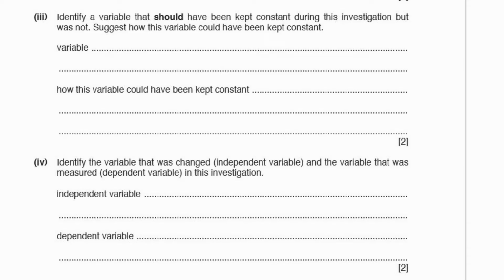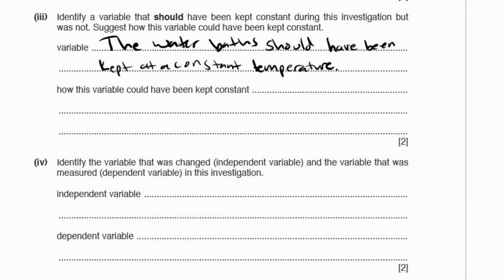3. Identify a variable that should have been kept constant during this investigation, but was not, and suggest how this variable could have been kept constant. Okay, pretty much the main variable that should have been kept constant and wasn't is the fact that the water baths were not constant. They were obviously just left to cool down over time. So the water baths should have been kept at a constant temperature.